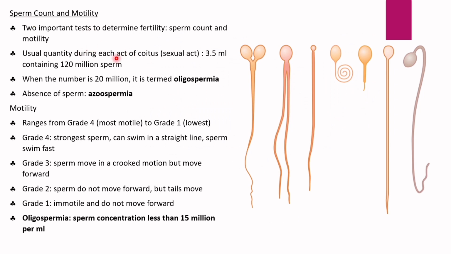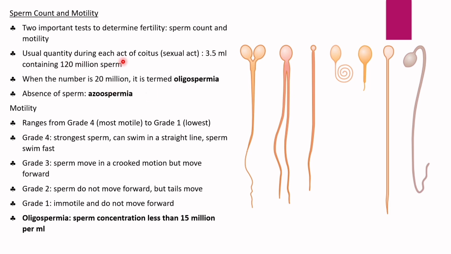So, sperm count and motility. We need the sperm to have a normal shape, like the one I showed you before, so that they can fertilize the oocyte. And we also need the sperm to be sufficient in quantity for them to reach the oocyte.